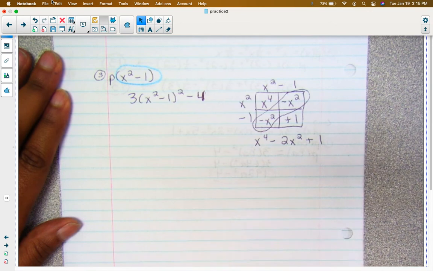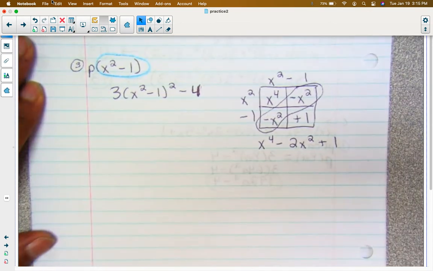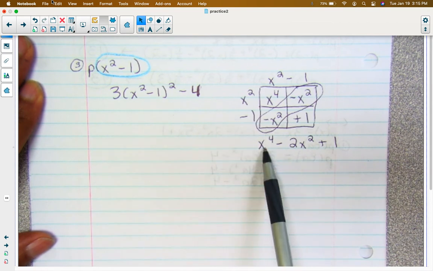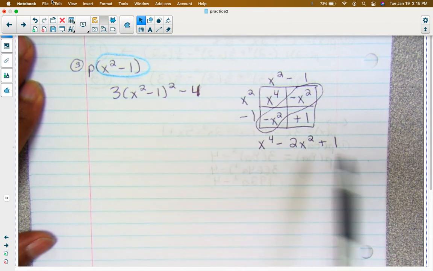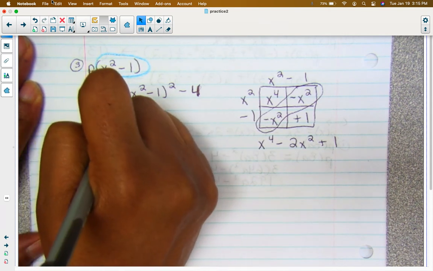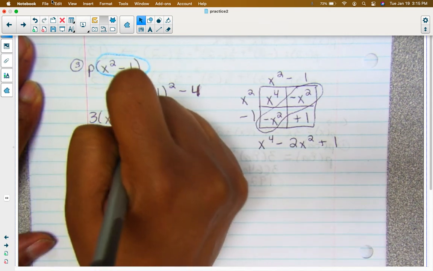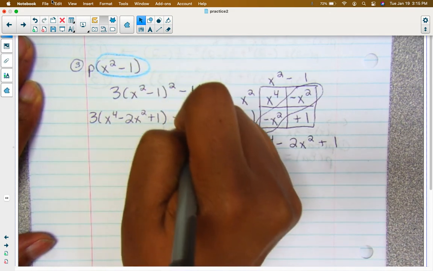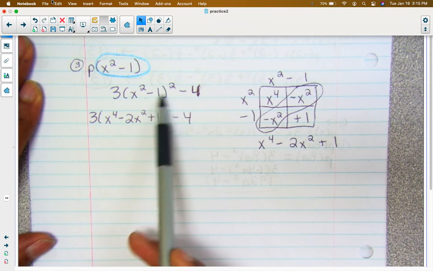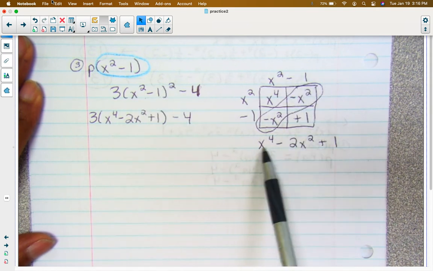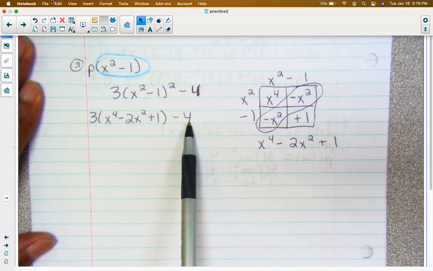Now I can take this and I can make a substitution back into our problem. So x squared minus 1 squared is x to the 4th minus 2x squared plus 1. And then the minus 4 comes down. So x squared minus 1 squared, we did that work off to the side. This is like our little side work. Then I took my answer and I made a substitution back into the problem.